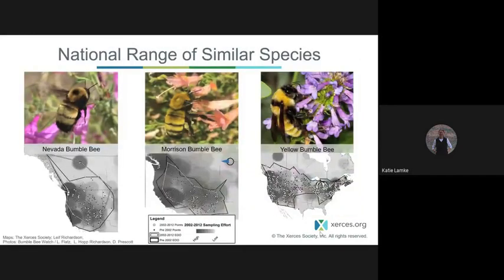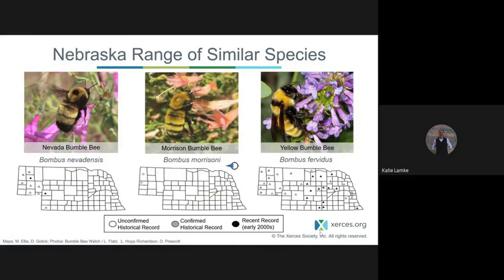So looking side by side at their ranges, we see that nevadensis and the Morrison bumblebee both tend to reside in the western United States, whereas the yellow bumblebee is pretty widely dispersed, except for the southern United States. And in Nebraska, we see that nevadensis as well as morrisoni have largely only been observed in the western part of the state, but fervidus has been recorded pretty widely.